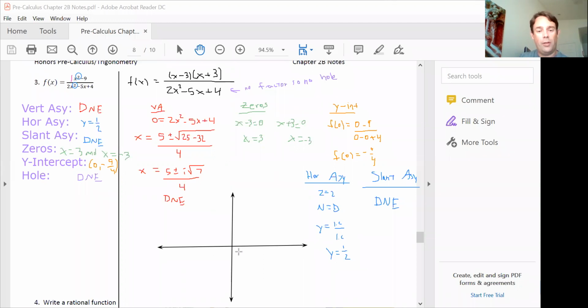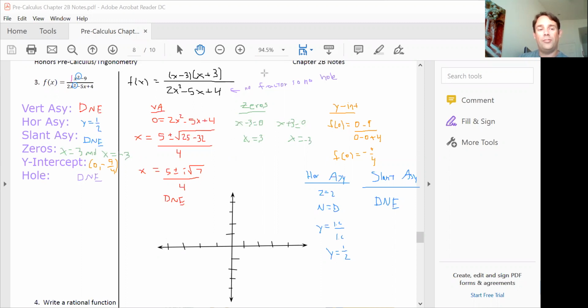All righty, let's see if we can't throw these out there. I got 1, 2, 3, 4.